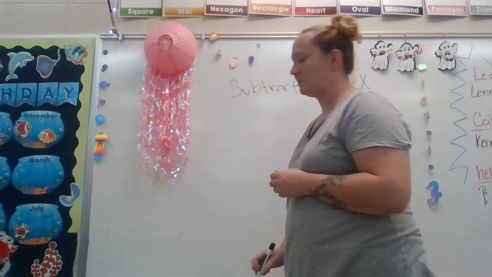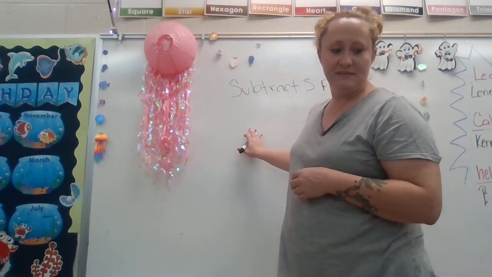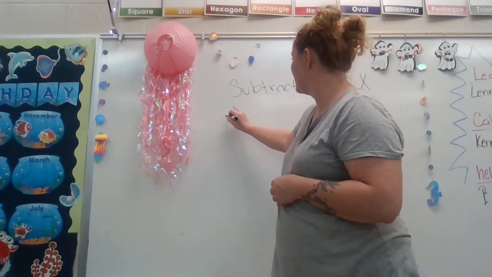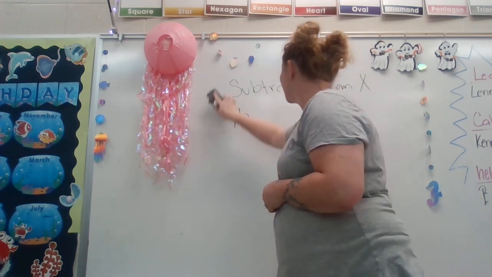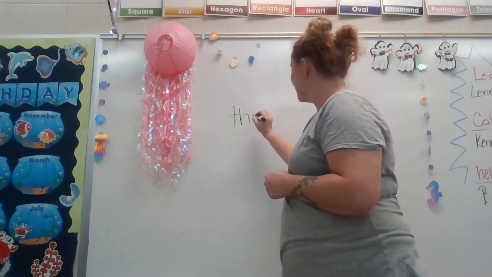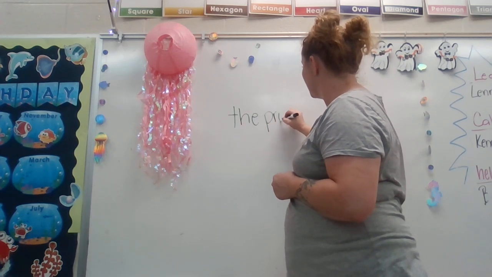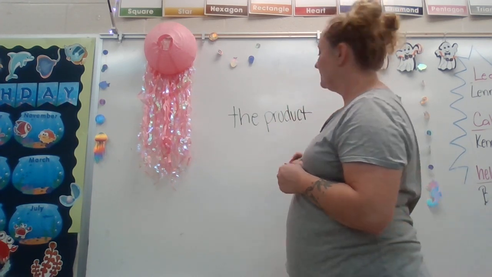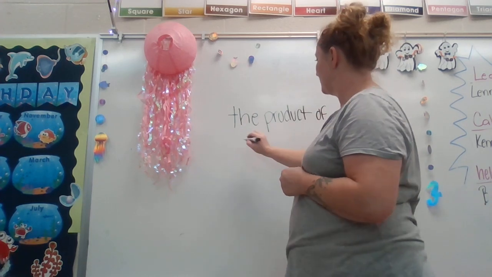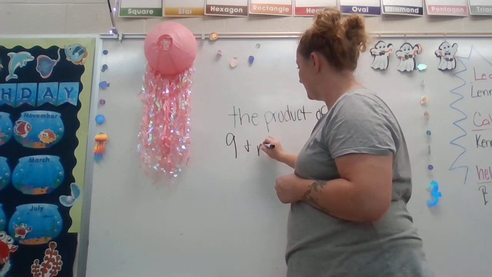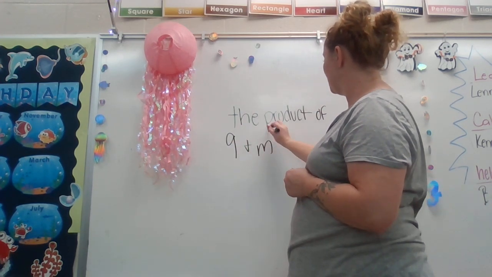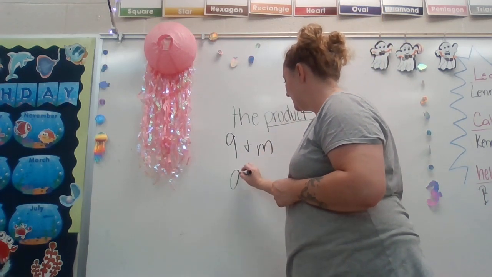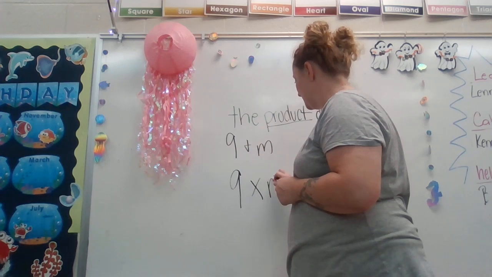Then when we're finding the product, we may have something that asks us, what is the product of 9 and m? So we're wanting to find the product, which is the answer of a multiplication problem. So we want to find 9 times m.